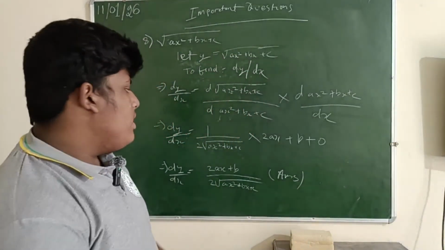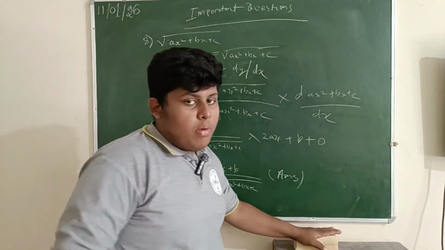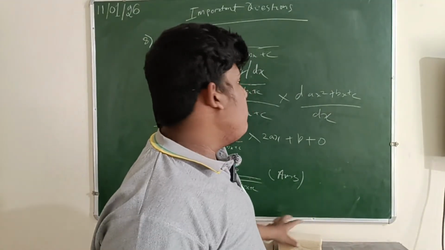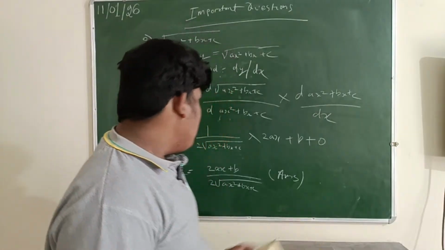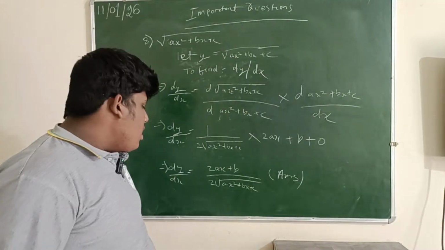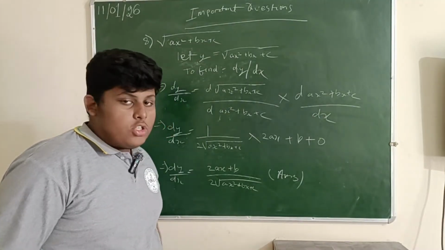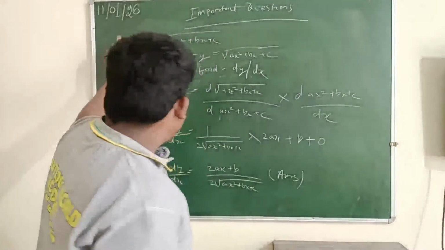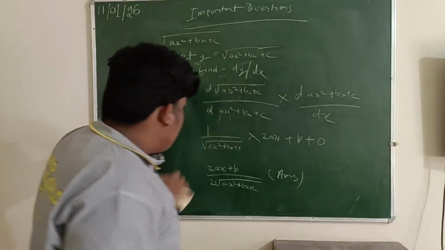So simply, derivative questions come with minimum 2 marks. The minimum weightage of derivative questions is 2 marks. So this answer we also get as (2ax plus b) divided by 2 root of ax square plus bx plus c. We'll move to the next question.